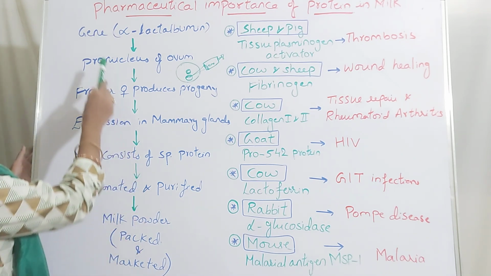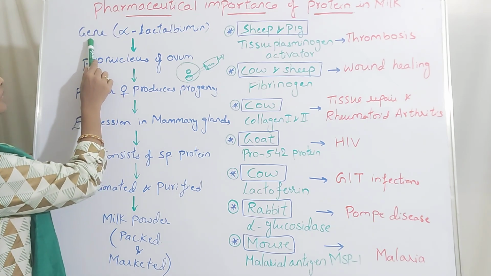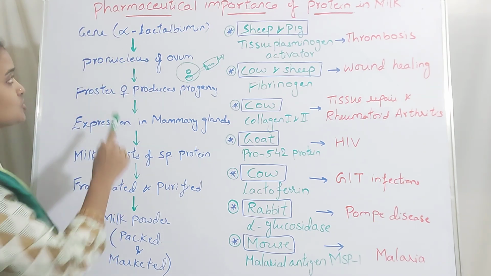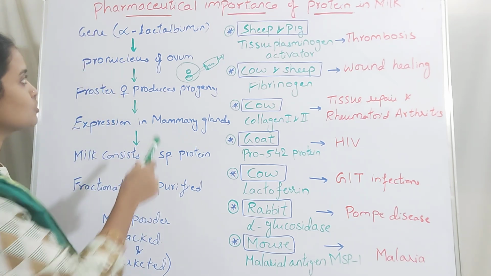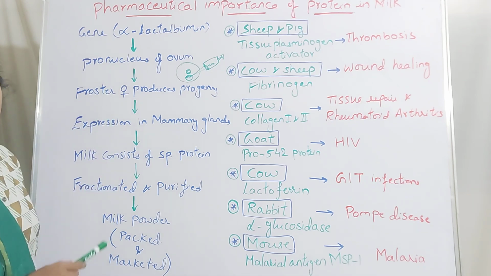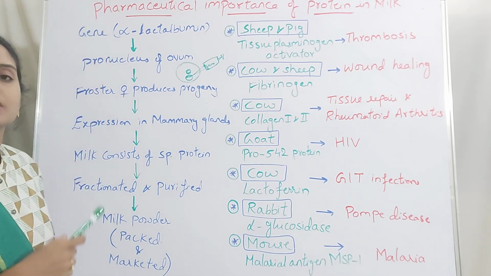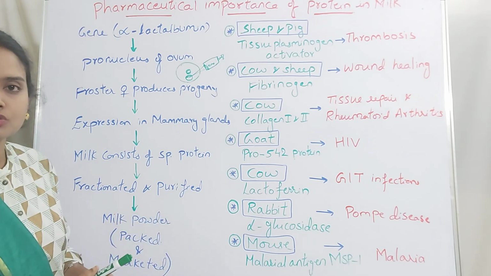So first, they have selected the gene, right? They have selected the gene which codes for alpha-lactalbumin. The gene will get expressed in order to produce this alpha-lactalbumin. So this is the desired gene of interest which has to be introduced into the cow, right? So how are they going to introduce that gene?